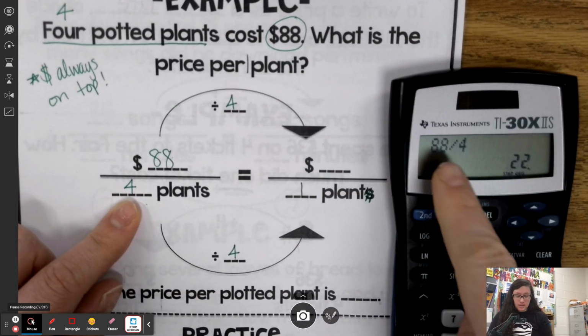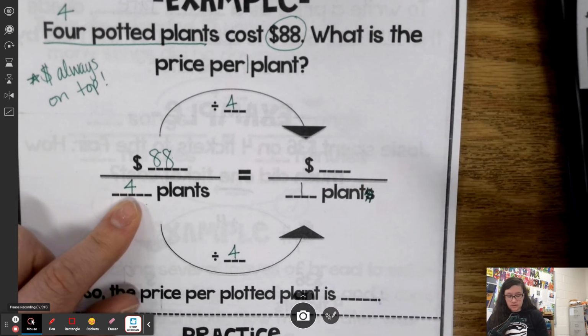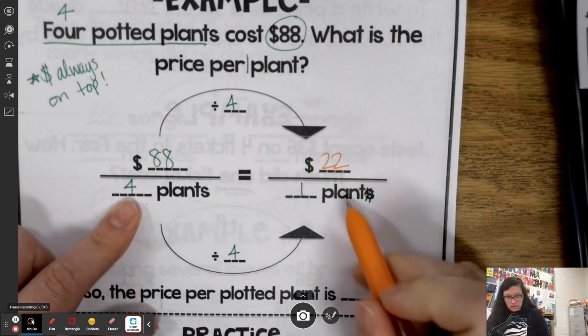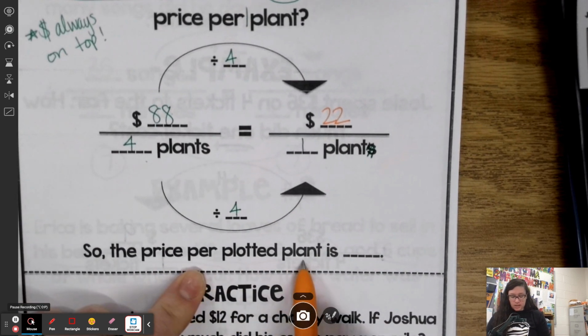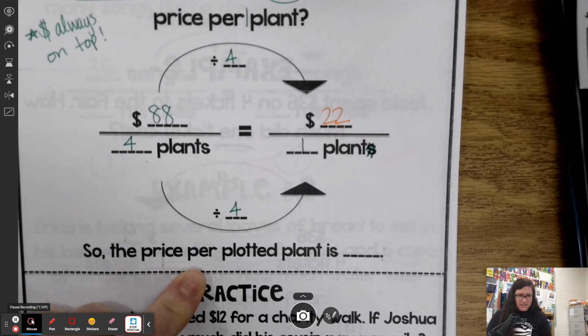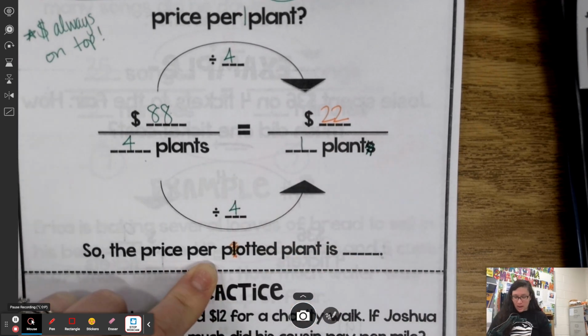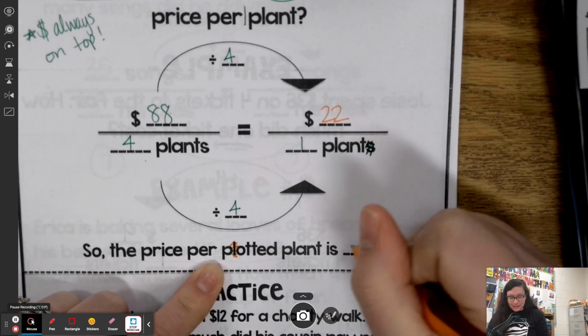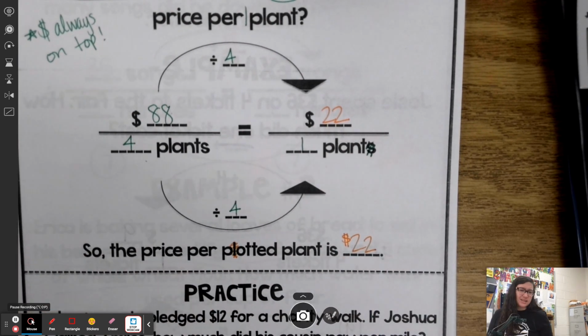Hopefully in your calculators you did 88 divided by 4 and you got $22. $22 for one plant. So the price per potted plant, that's hard to say, that should say potted, not plotted. Per potted plant is $22. $22 for one plant. That's kind of expensive. That better be a nice plant.